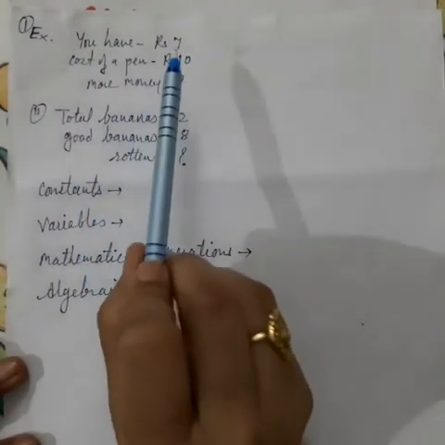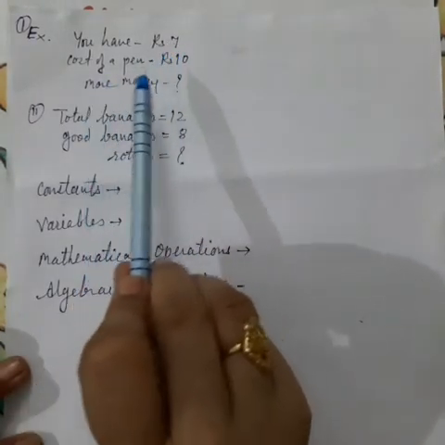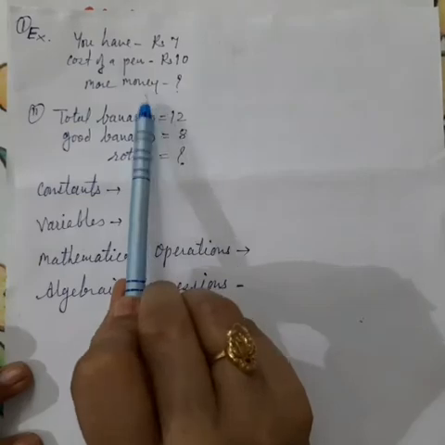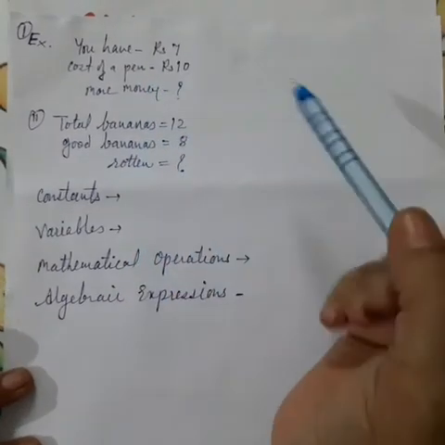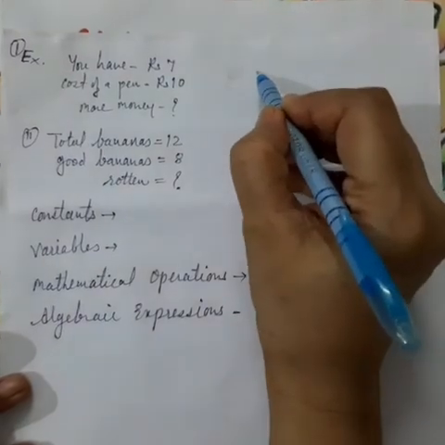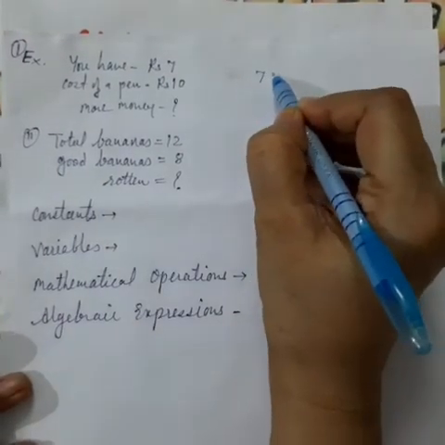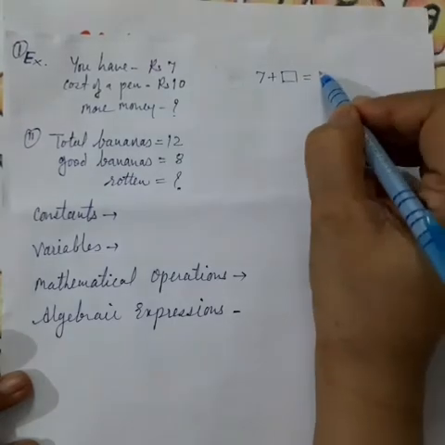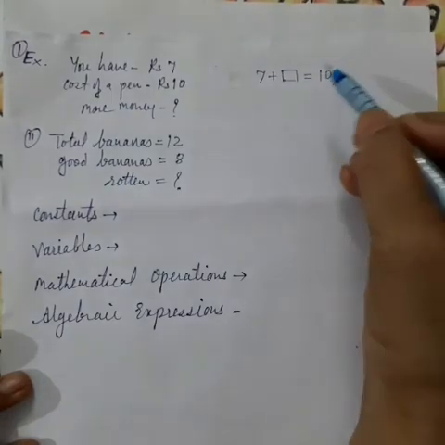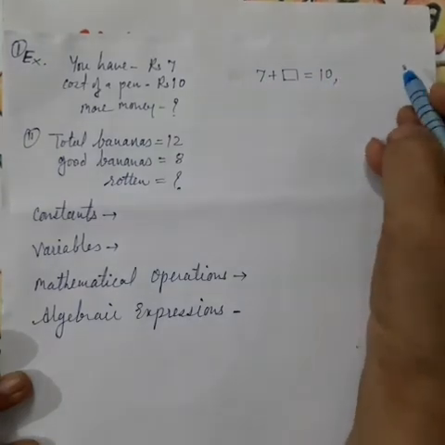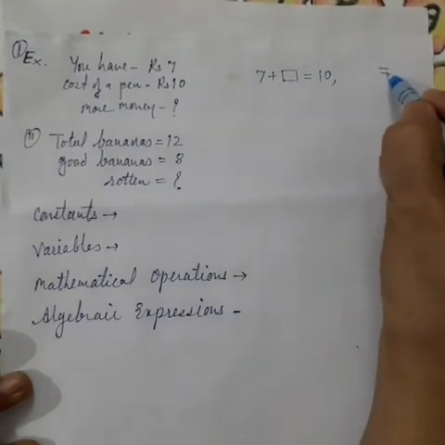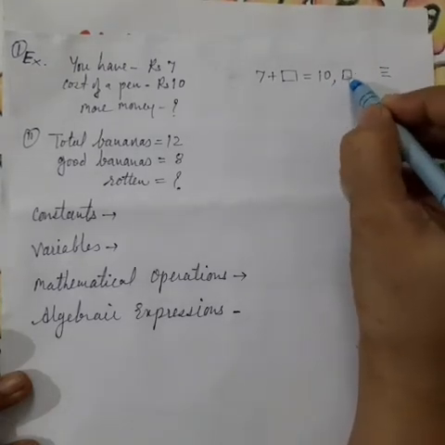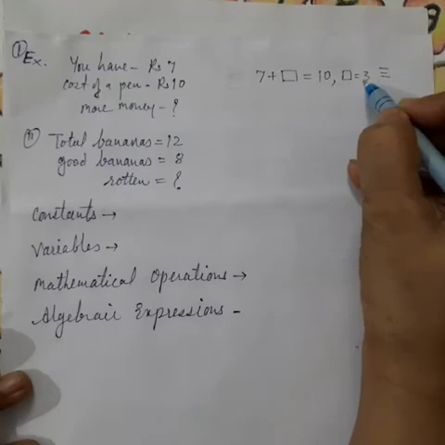Suppose you have 7 rupees and the cost of a pen is 10 rupees. How much more money do you need if you want to buy this pen? So how do we do this? You have 7 rupees. How much more money is needed to make it 10? 7 plus what is 10? So 7, 8, 9, 10. So we get 3. The value of this box is 3.